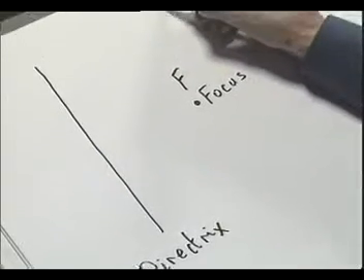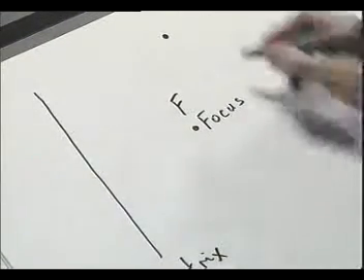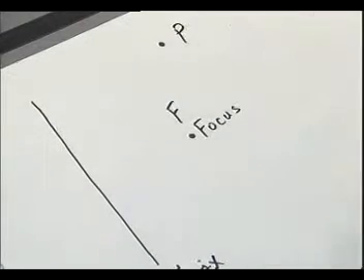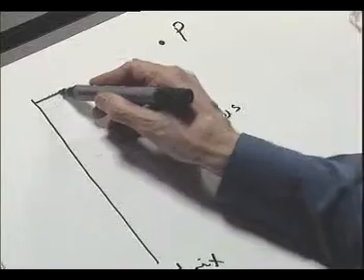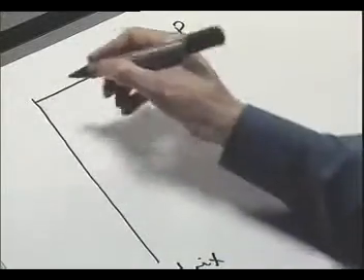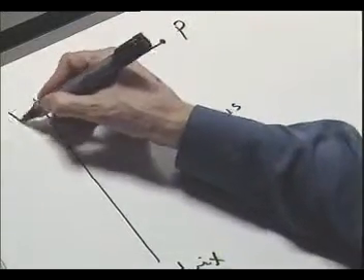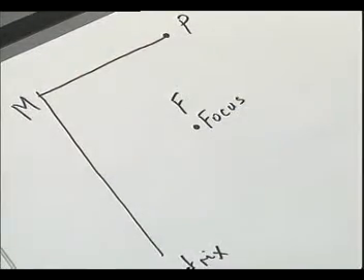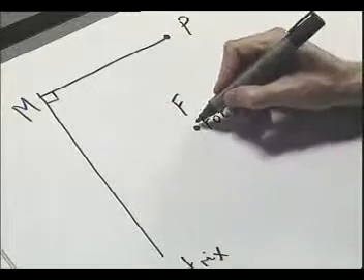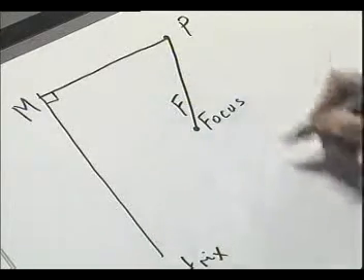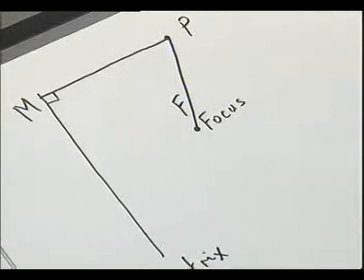Take any point in the plane, let's call that the point P. And then P must be a distance away from this fixed straight line. Let's call that point M, and that's, of course, a right angle. And it's also a distance away from F, the focus.